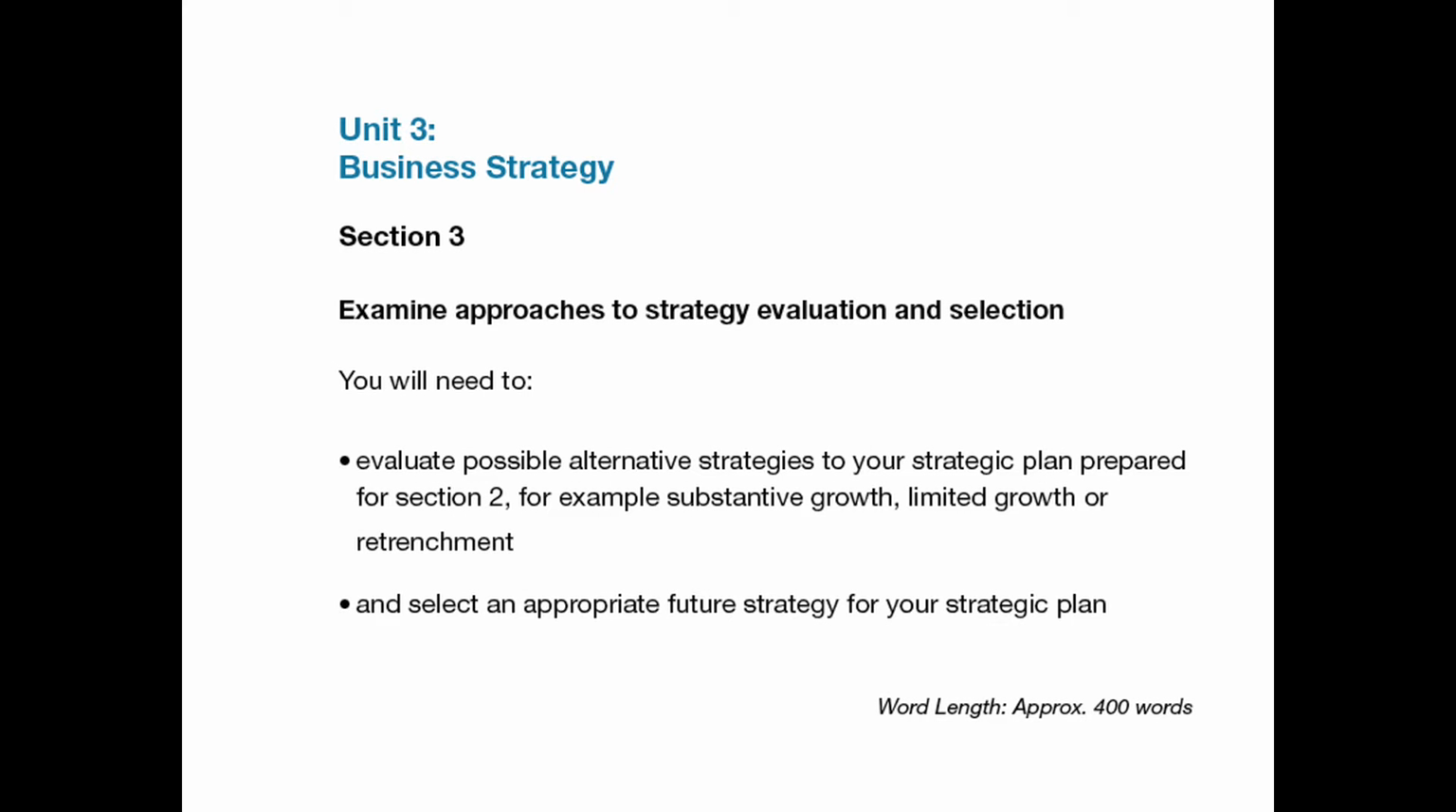Section 3. For this section you'll need to briefly describe, compare and contrast substantive growth, limited growth and retrenchment, and any other strategy you feel should be considered, and explain why each of these would be or would not be suitable for your selected organisation in certain situations and or stages in the organisation's life cycle. Then select and briefly justify an alternative strategy you feel would help that organisation be successful in the future.